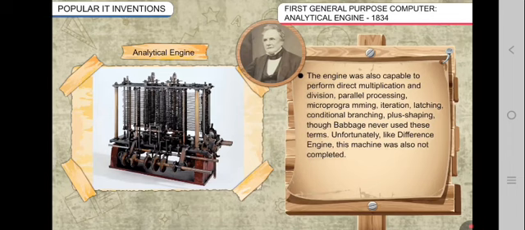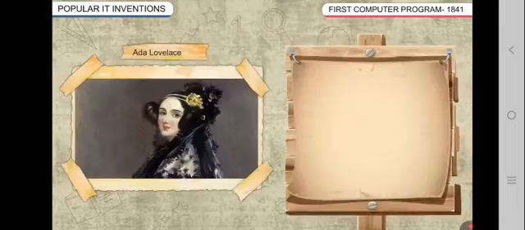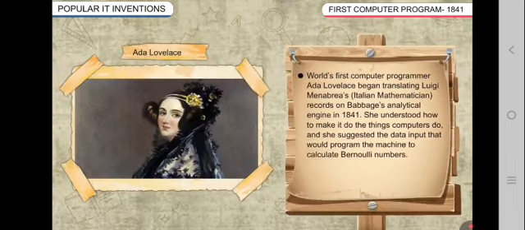First general-purpose computer, Analytical Engine, 1834. Charles Babbage conceived a more ambitious machine, the first general-purpose programmable computer engine, later called the Analytical Engine. It has many essential features found in the modern digital computer. The machine was programmable using punched cards.